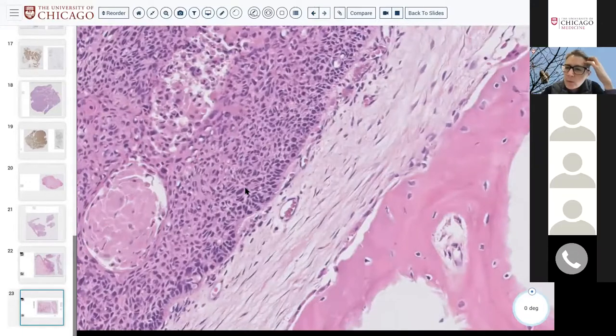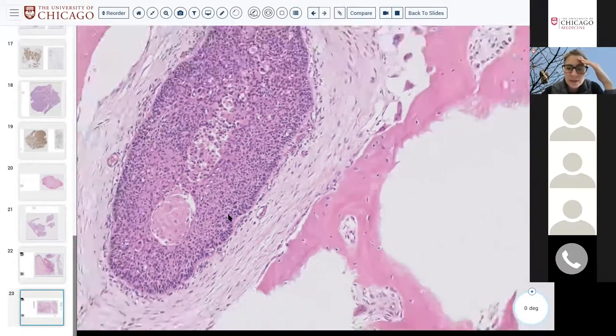What were there things that were confusing to you guys on this case, or was it pretty clear now after seeing it?